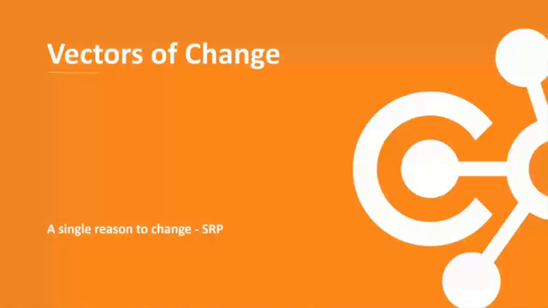So the other type of abstraction, or reason for abstractions, that I'd like to talk about is vectors of change and the single responsibility principle. Next slide.